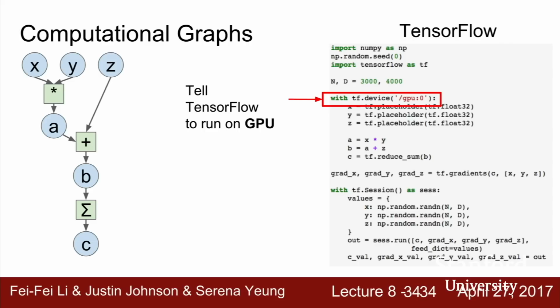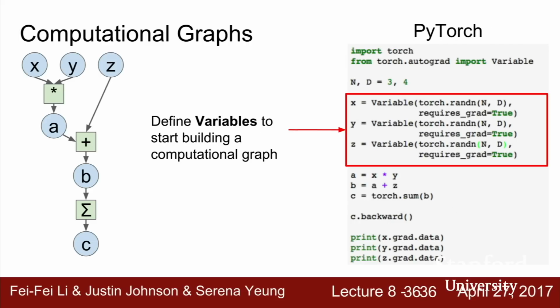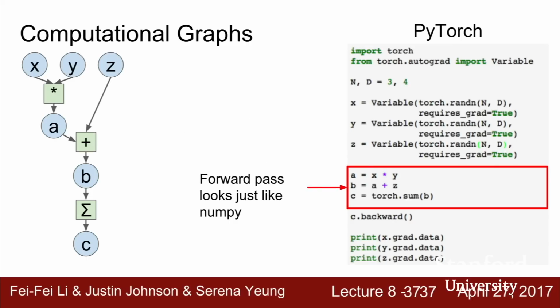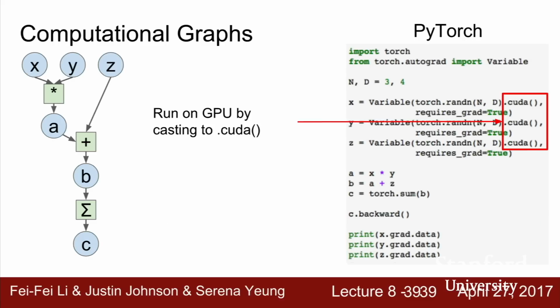So that's really nice. And PyTorch looks almost exactly the same. In PyTorch, you define some variables, you have some forward pass, and the forward pass, in this case, is identical to the NumPy code. And then you can just use PyTorch to compute all your gradients with just one line. And in PyTorch, it's really easy to switch to GPU. You just need to cast all your stuff to the CUDA data type before you run your computation. And now everything runs transparently on the GPU for you.